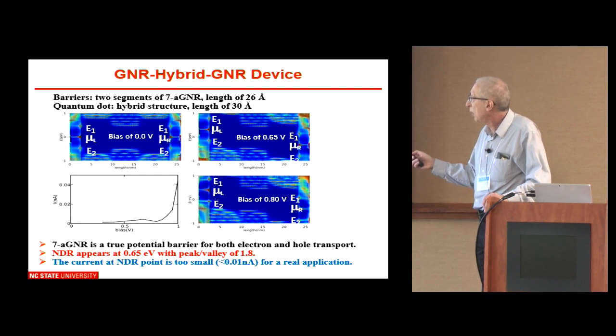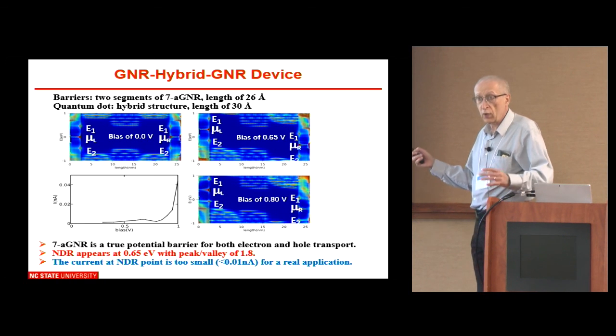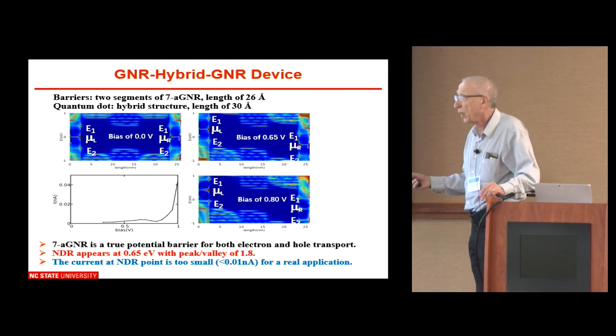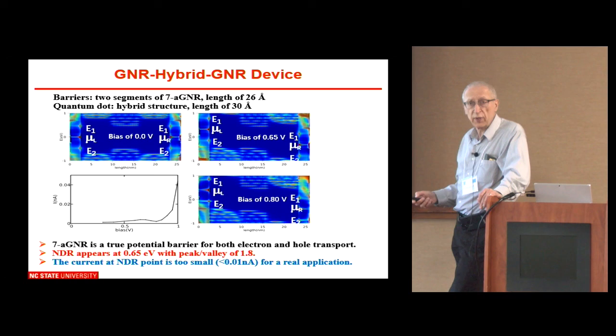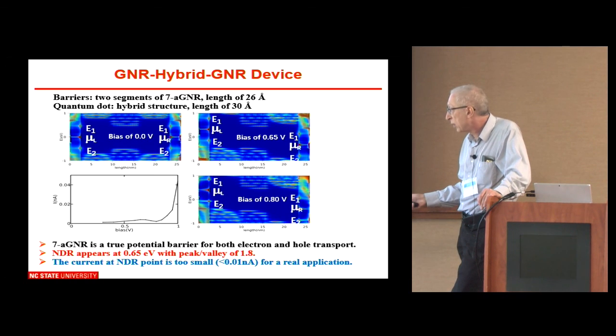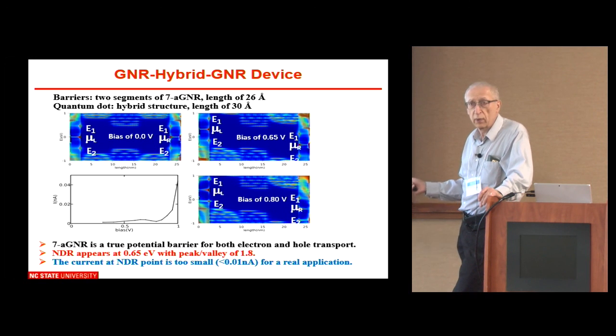Okay, we have barrier segments with a length of 26 angstroms. Okay, so you're going 2.5 nanometers. That's quite a bit. You have a fairly long structure. Now you indeed get negative differential resistance. The distance is tiny, and the current is even worse. Okay, 100th of a nanoamp, you don't want devices working at that voltage. That's too close to noise.